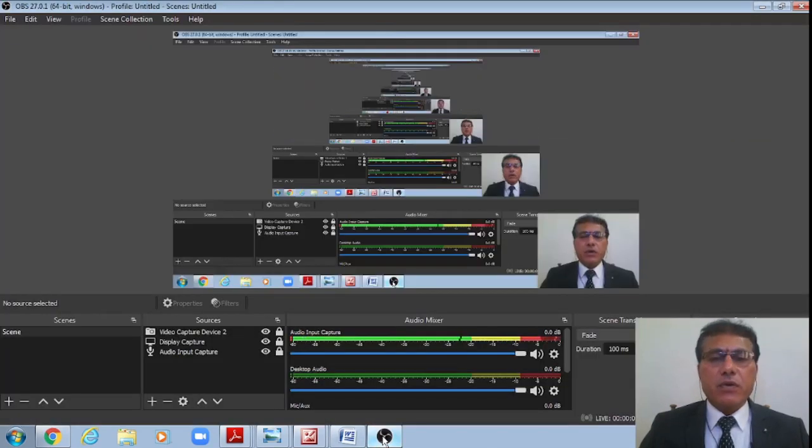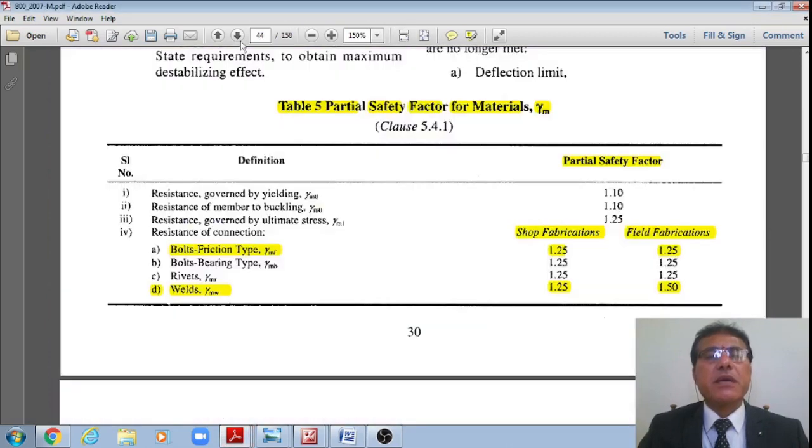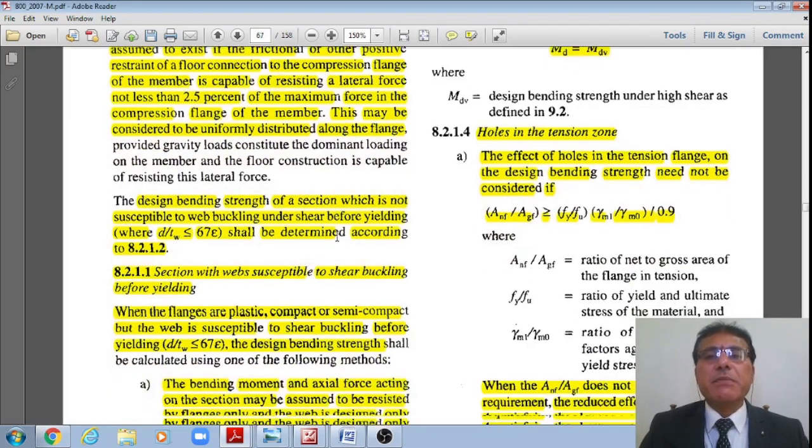Wherein now I'll find out what is the section modulus required. Therefore, now I'll say that as per IS 800 2007 clause 8.2.1.2, page number 53, assuming the section as a plastic section and low shear. Let me go to this clause 8.2.1.2, page number 53, student, right? Let me just check 53. Just wait for a moment. Yes, I'm there in that page number 53, student.